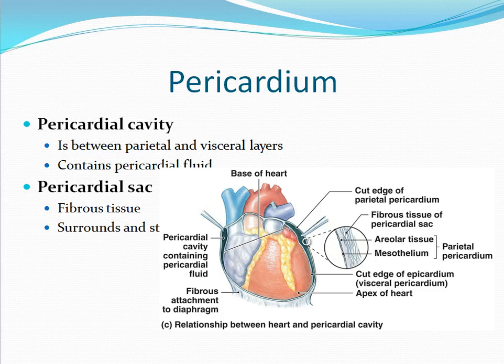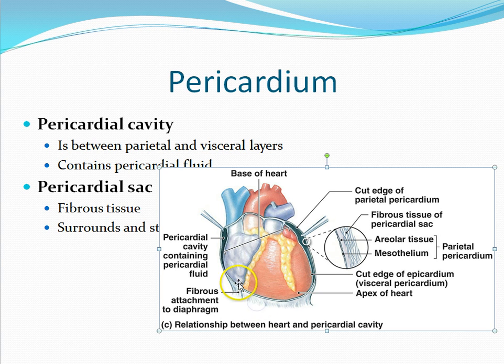Between these two layers is the pericardial cavity. This is filled with a small amount of pericardial fluid. This fluid allows the membranes to glide over each other when the heart is contracting. Then around this entire structure is the pericardial sac, and this picture illustrates it. Here's this tough, fibrous sac, and then this layer here, this is your parietal pericardium, and in here is your visceral pericardium, and the gap between the two is the pericardial space.